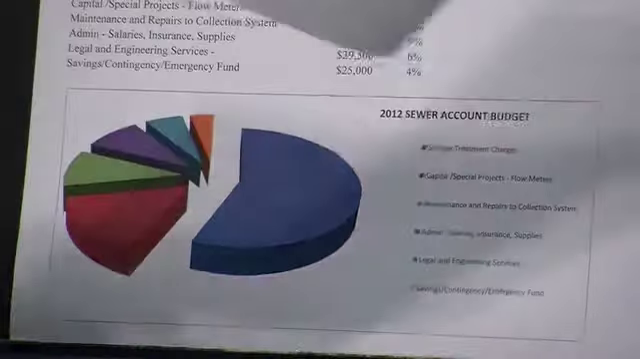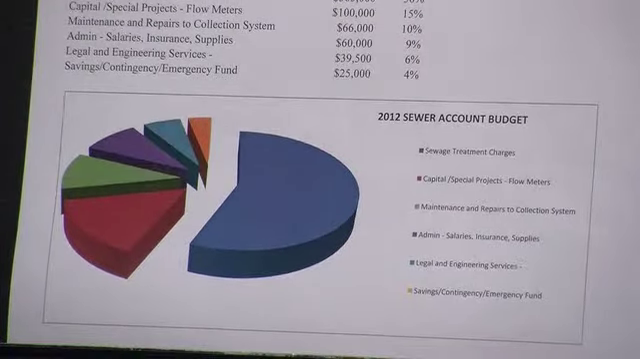The next pie chart is the sewer fund, which needs to be kept separate from the general operating fund by law. The revenues are collected solely from the rental fees, your quarterly or monthly sewer rental fees, and any balance that we can carry forward from the previous year's budget.